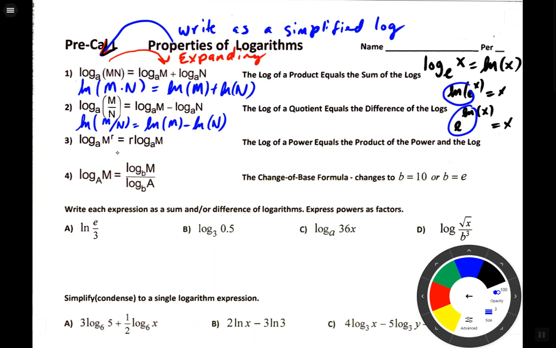So for this one, notice this is to a power r. All they're going to do is take that power, because it's a log, and make it a coefficient. So if you have natural log of m raised to the power r, it's equal to r times natural log of m. And that makes life so much easier. Then the calculus is a lot easier, because you just have a coefficient.